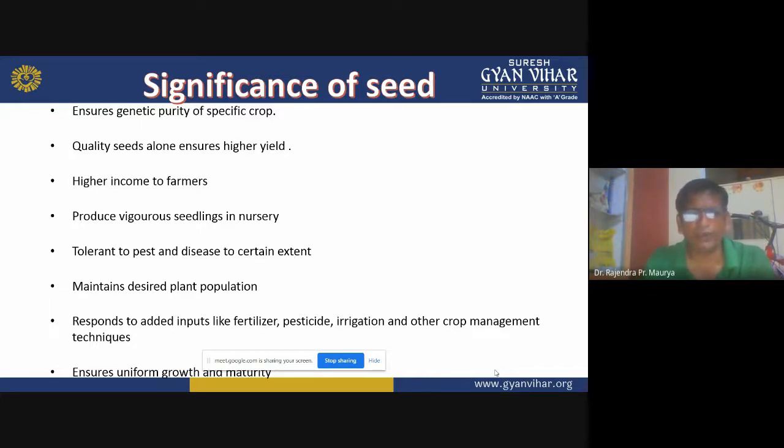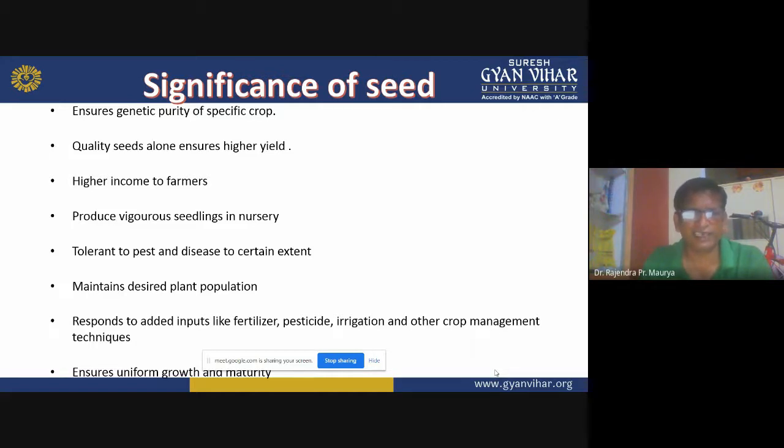Quality seeds alone ensure high yield. We can say seeds are the basic unit of crop production. If seeds are of quality, then we can ensure higher yield. If seeds are low quality, then our crop can fail. Higher income to farmers: if we have quality seeds, then farmers can get good income. Otherwise, farmers will be in loss instead of profit.